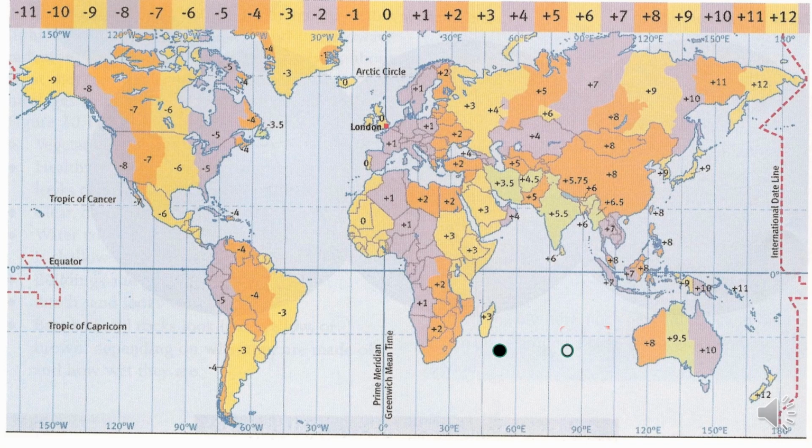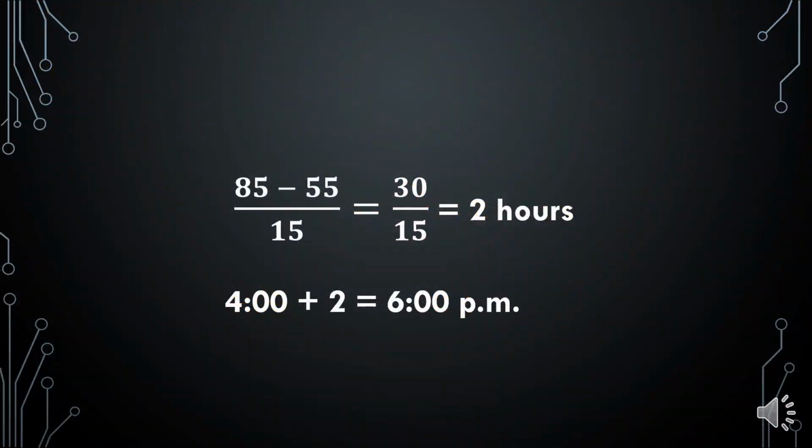So here we have 55 degrees east and 85 degrees east. Because 85 degrees east is located east of 55 degrees east, we add in order to get the time at 85 degrees east, because the further east you travel, the more time you gain, and the more time you gain, it means we have to add in order to find the time at 85 degrees east from a place located at 55 degrees east.